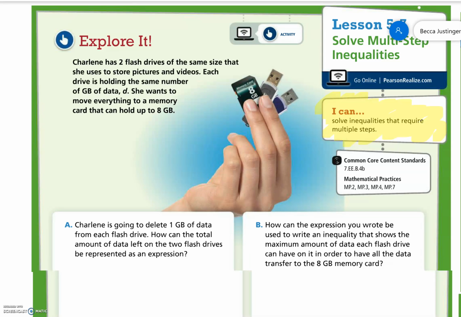So each drive holds D. So we've got D, but she's deleting 1 gigabyte from each drive. But she has a total of 2 flash drives.